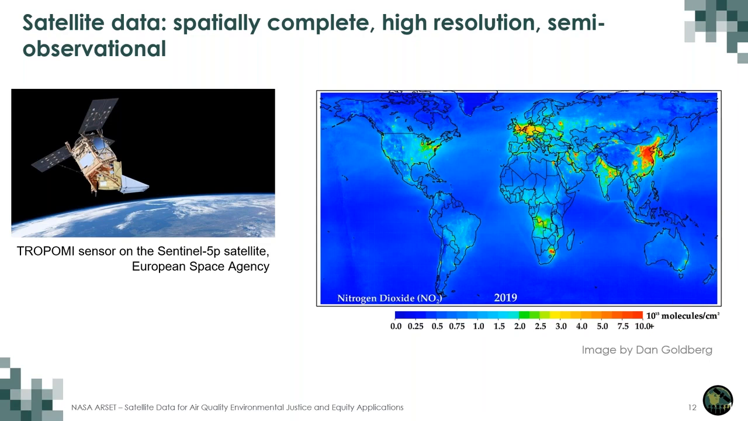This is a picture of the TROPOMI sensor on the Sentinel-5P satellite from the European Space Agency, and this is flying right now. It's a polar orbiting satellite that's taking a snapshot of the atmospheric composition everywhere on the planet in about the early afternoon once per day. And when we use many days of observations from this satellite, we can get a continuous map of nitrogen dioxide, as shown on the right-hand side here, which is a map developed by Dan Goldberg from George Washington University. And you see that NO2 in 2019 is really high in urban areas of the world, and also in areas that have large emitting sources like coal-fired power plants.